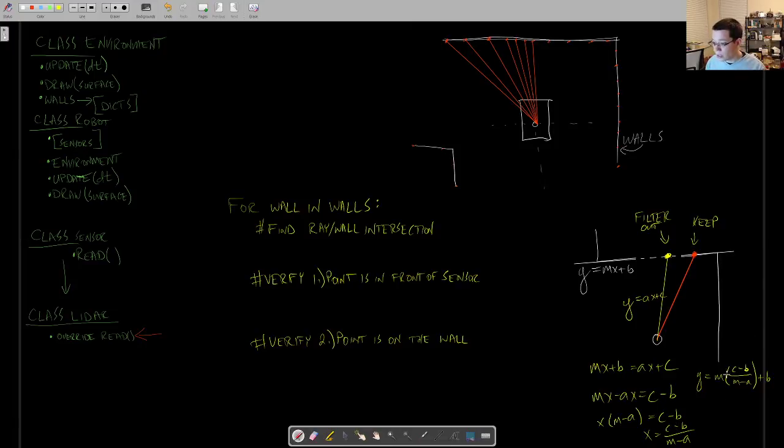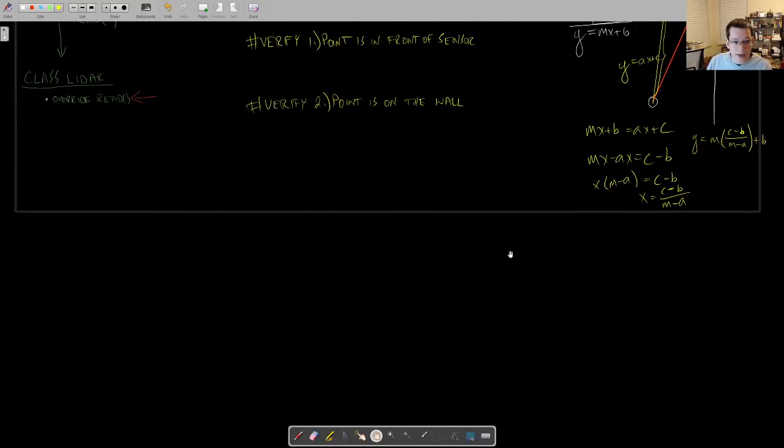But I need to verify that this point, x y, is in front of the sensor and not in the doorway. Which doesn't sound like it would be difficult to do, but you have to remember, I'm also ultimately reporting the range. So how long is this piece? Because that's what the LiDAR is going to give back. So there's actually an easier way for us to do this, and it's using parametric equations instead of these nice Cartesian ones.